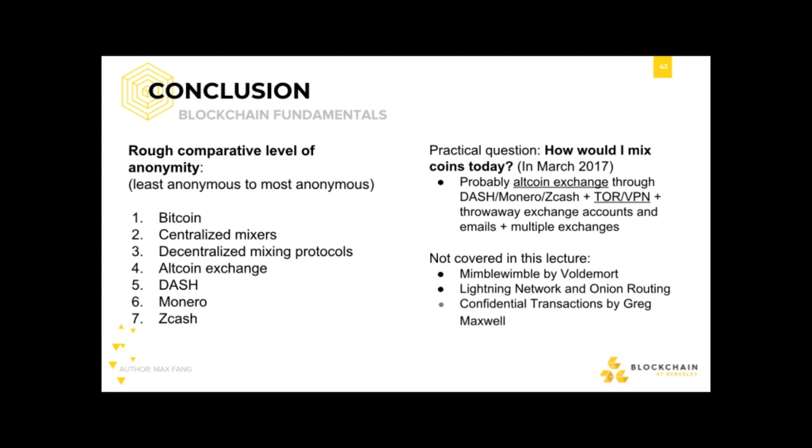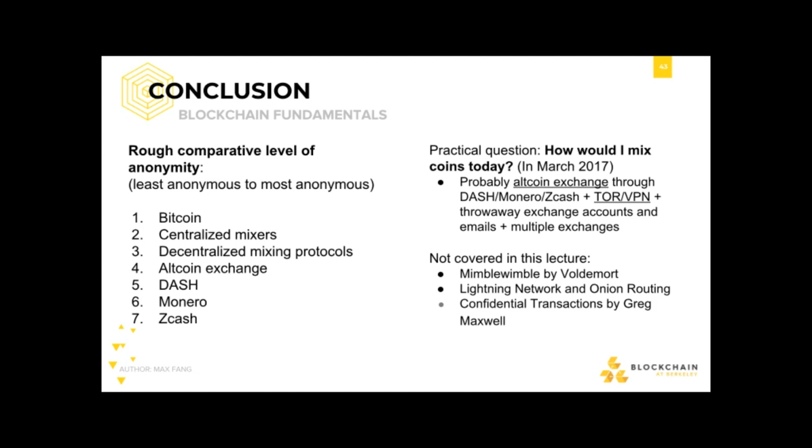So in conclusion, here's a rough comparison of the different anonymity levels of all the stuff that we talked about. So going from least to most: Bitcoin, centralized mixers, decentralized mixers, altcoins, Dash, Monero, and ZCASH. ZCASH is definitely the most anonymous of all of them.